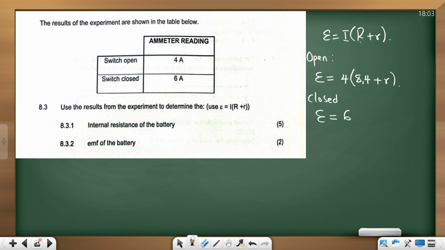When the switch is open, it says current is 4. But when the switch is closed, current is 6. What is responsible for that increase in current? Yes. Angelique says internal resistance. No. Not internal resistance. Anybody? External resistance. Why?